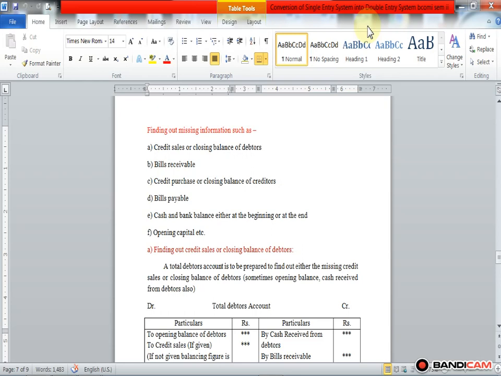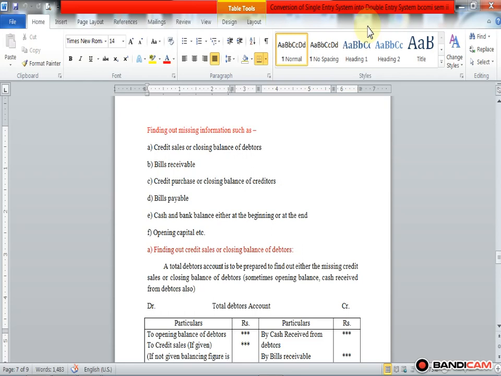C point, credit purchase or closing balance of creditors. If credit purchase is not given in the problem, then we find out the amount of credit purchase. If credit purchase is given in the problem but the closing balance of creditors is not given, then we find out the closing balance of creditors. Sometimes the closing balance of creditors is given but the credit purchase figure is not given, then we find out the credit purchase of the organization.